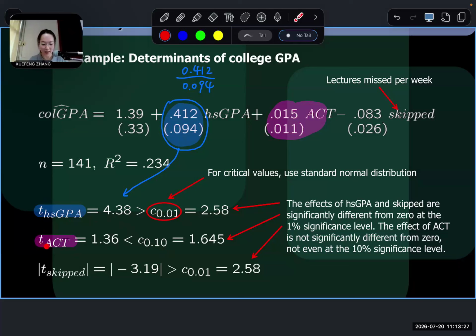Same here, but for ACT, our t ratio is 1.36. This one is less than the critical value at 10%. Be careful here. This is 10%.